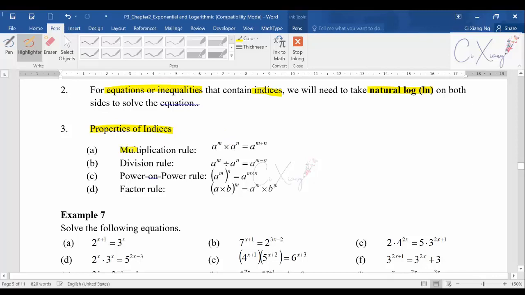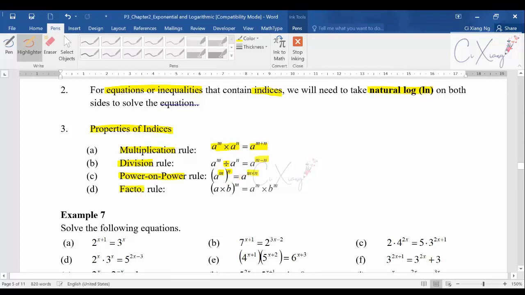So you need to know what is the multiplication rule. That means when you're having the same base number but with different powers and you multiply them together, then you can do it by adding the powers together. For the division rule, when you divide two same base numbers with different powers, you can just combine them to become base number a to the power m minus n. Then the power on power rule means that when you have a power and outside the bracket there is another power, you multiply the powers together.